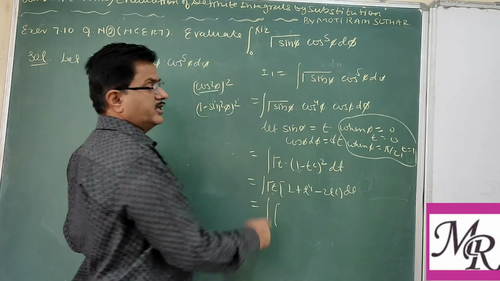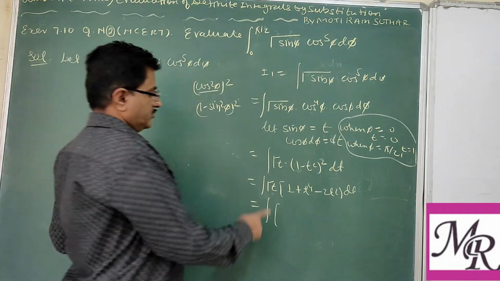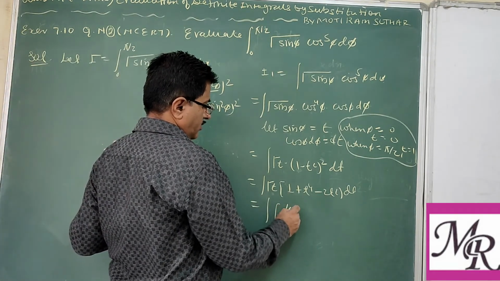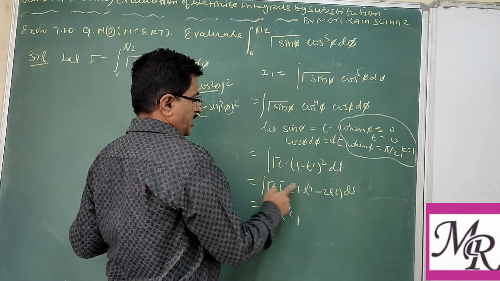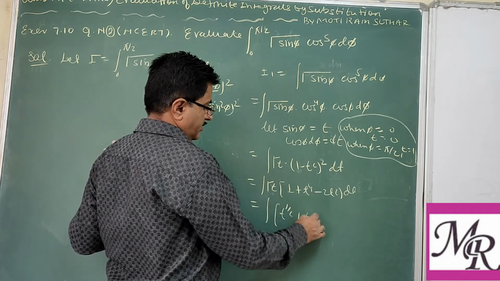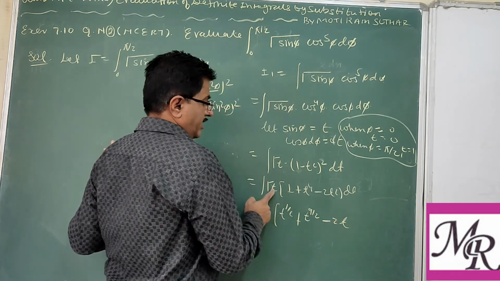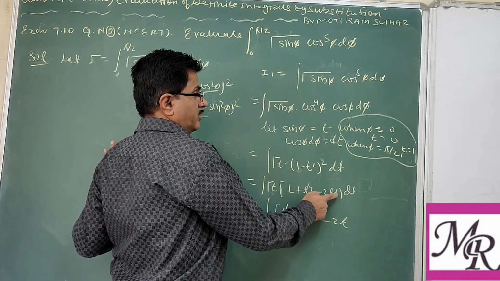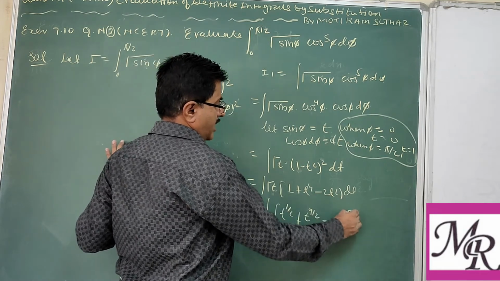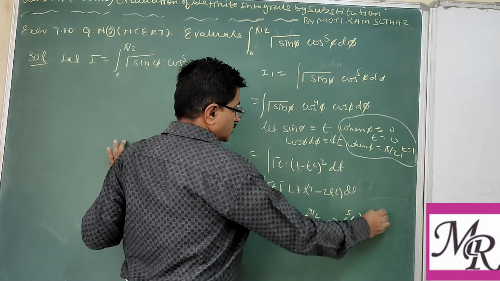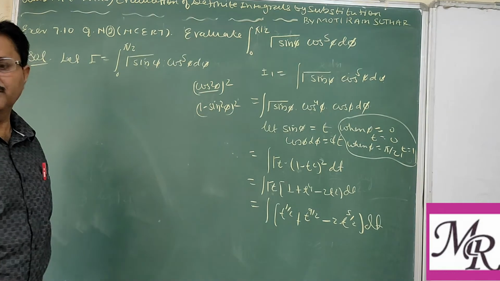With the power increased by 1 by 2, so t power 1 by 2. T power 4 plus 1 by 2 is 9 by 2, minus 2t power 2 plus 1 by 2, that is 5 by 2. So in this way we get this as an indefinite integral.